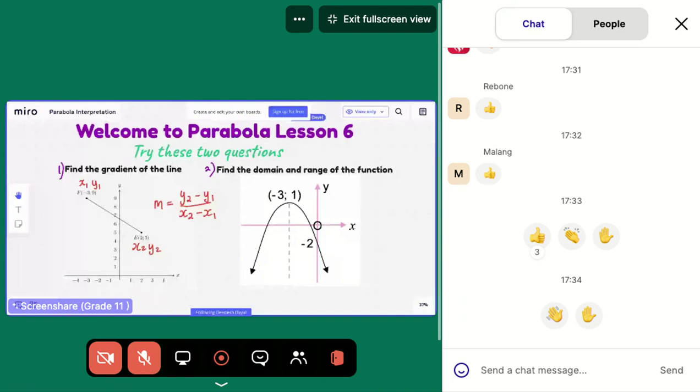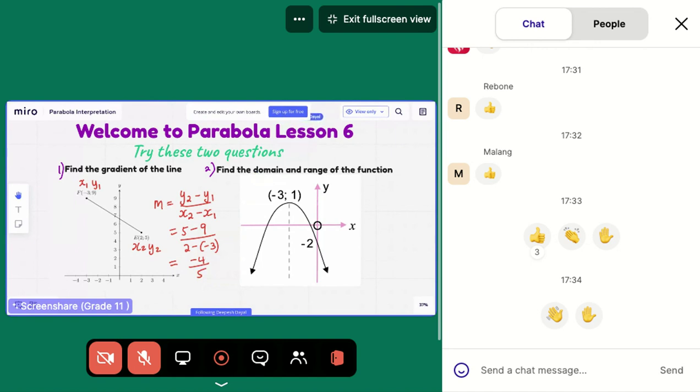Okay, now we're going to plug in, and we're going to say y2 is 5 minus y1, which is 9, over x2, which is 2, minus x1, which is minus 3. Let's check that again. 5 minus 9 over 2 minus 3, which is minus 4 over 5.